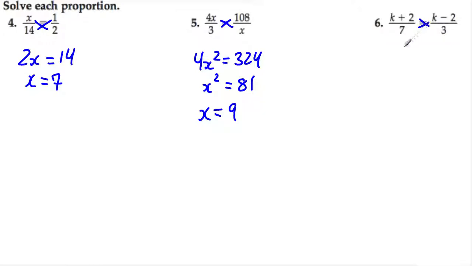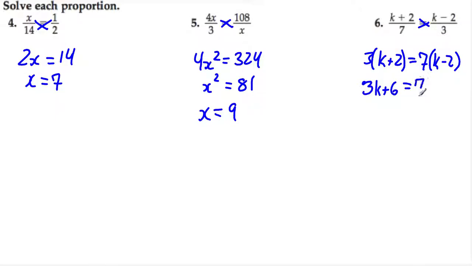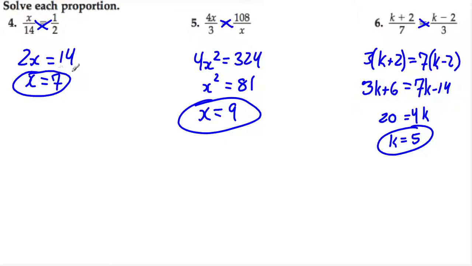Over here, I'm going to get 3 times k plus 2 is equal to 7 times k minus 2. So this is 3k plus 6 is equal to 7k minus 14. So if I subtract 3k from both sides, I get 4k is equal to 20, or that k is equal to 5. So those are the answers with proportions. Whenever you have a fraction equal a fraction, you can always cross multiply to solve.